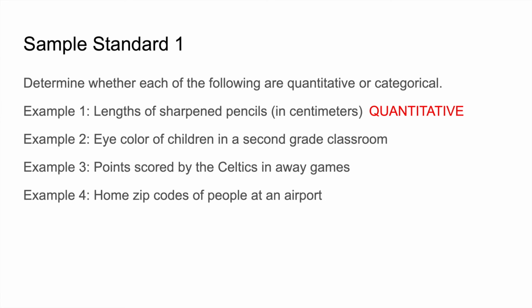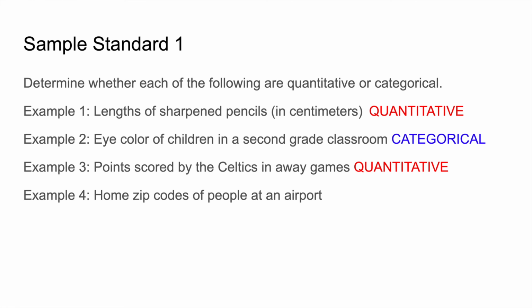Lengths of sharpened pencils in centimeters are quantitative because I could theoretically find the average length of sharpened pencils in centimeters. Eye color of children in a second grade classroom is categorical. Students might have green eyes or blue eyes or hazel eyes or brown eyes, but I can't really find the average if I was to think about adding up blue and green and hazel and brown. Points scored by the Celtics in away games is quantitative. You could certainly find the average number of points scored by the Celtics in their away games.